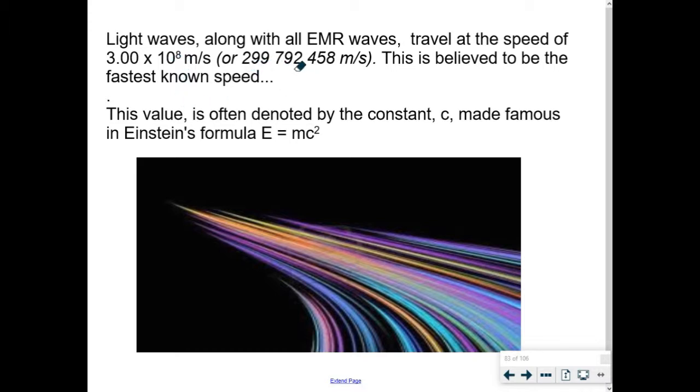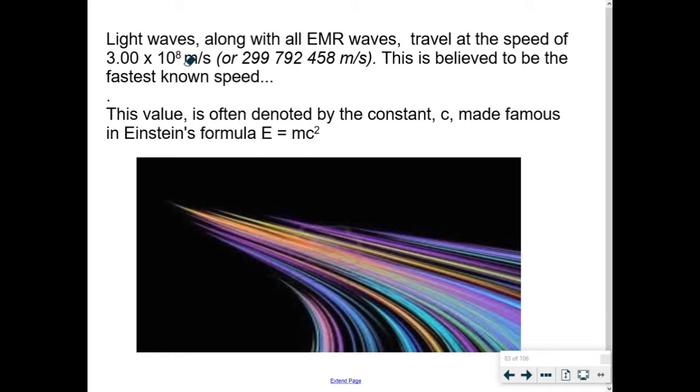299,792,458. That's how fast we believe light travels. And Einstein had some pretty cool theories in the early 20th century based on what would happen if you traveled the speed of light. They involve things like time slowing down or speeding up, masses getting larger or smaller if you could travel the speed of light. But this is basically how fast we believe that light does travel.